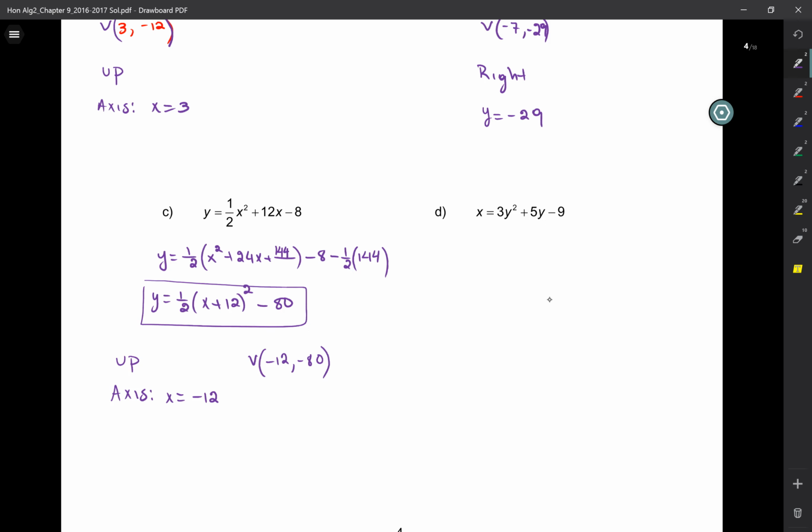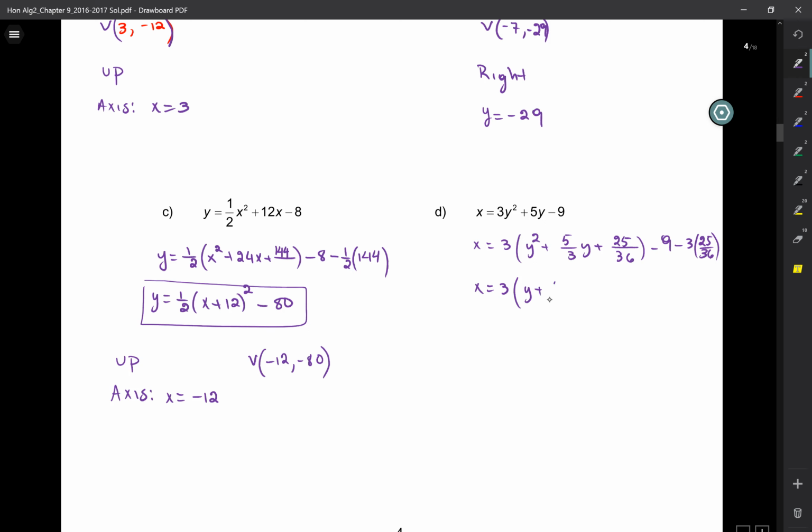Okay, well, let's do the next one quickly. X equals 3 times y squared plus 5 over 3y plus a number minus 9 minus 3 times a number. 3 times, what number is going to go in there? So it's 5 over 6 squared, 25 over 36. So 3 times y plus 5 over 6 squared minus, how much is that?